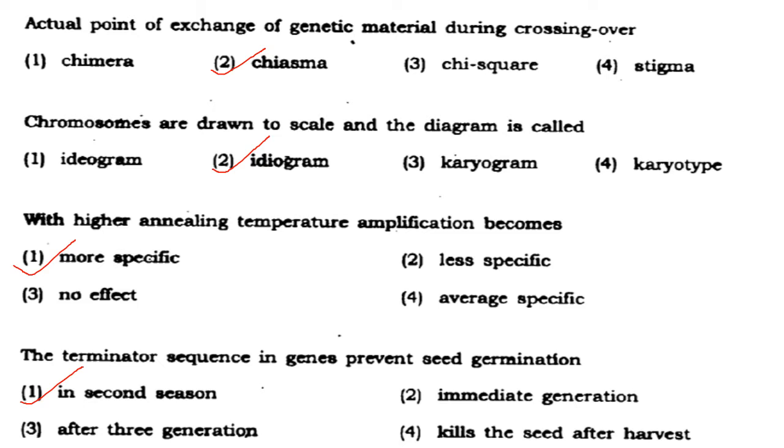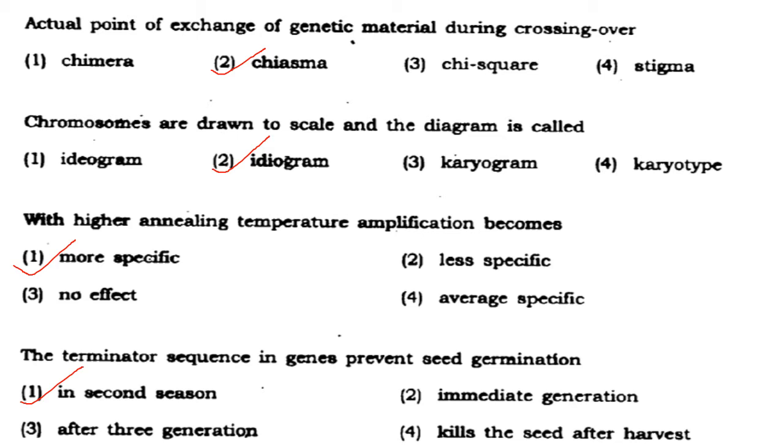Next one. Actual point of exchange of genetic material during crossing over. Option 1 chimera, 2 chiasma, 3 chi-square, 4 stigma. Answer is option 2 chiasma. Next one. Chromosomes are drawn to scale and the diagram is called option 1 ideogram, 2 ideogram, 3 karyogram, 4 karyotype. Answer is option 2 ideogram. It is IDIO, not IDEO.